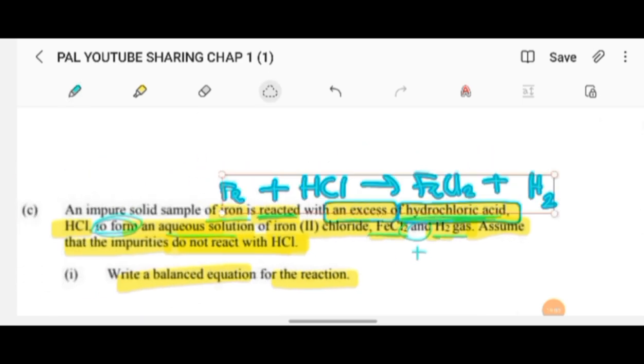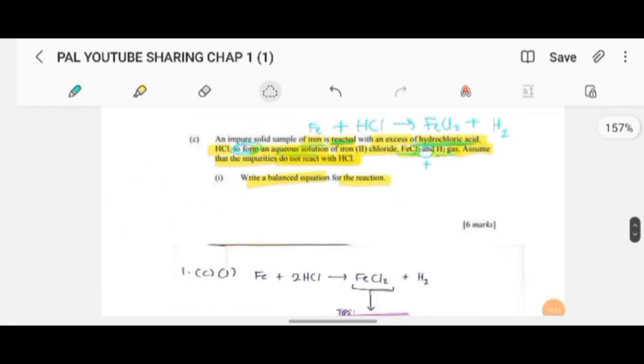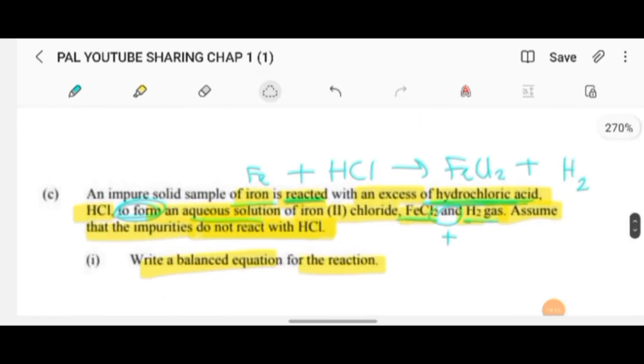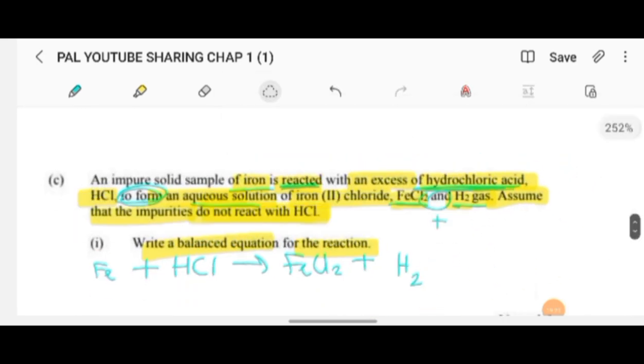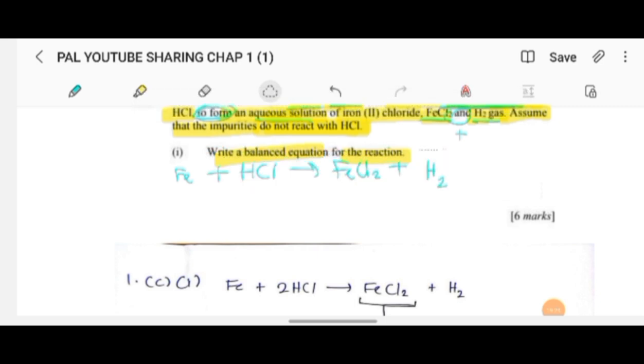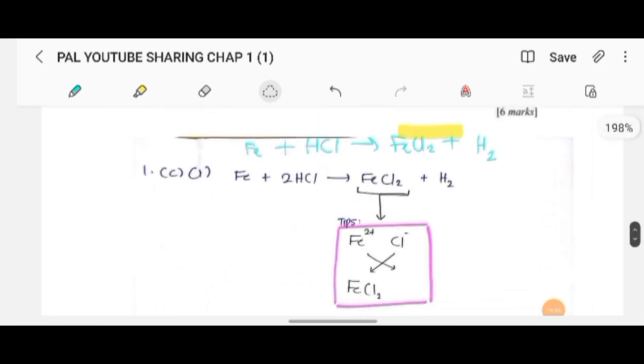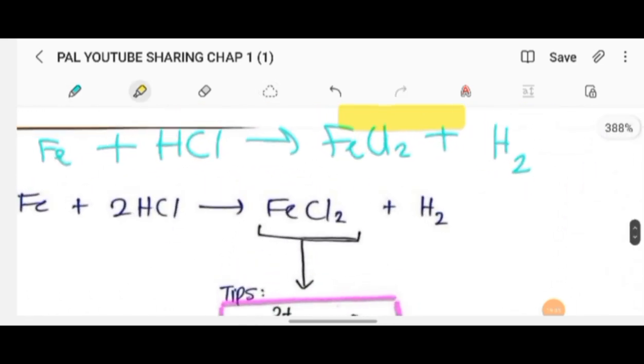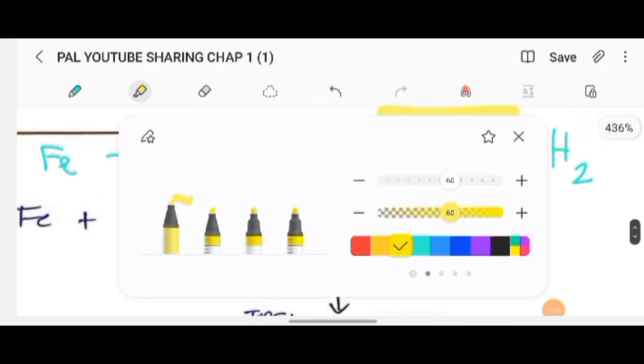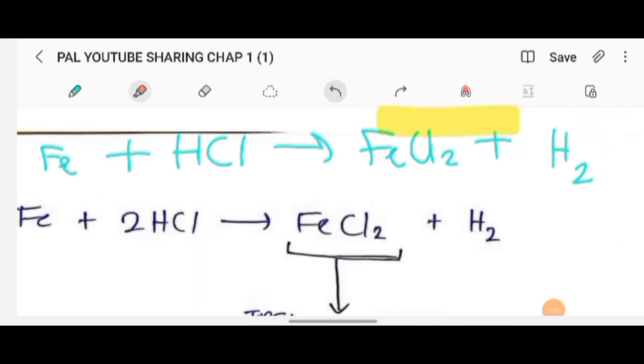But it's not balanced yet, so we have to balance it first. Sorry, this is the equation that we get from the question. Now we balance it. Look here at Fe. I have my tips: during SPM, I always look at the ones with numbers first, and balance the ones that have a number at the back. So Cl2 has 2, and Cl here has only 1, so we have to add 2.